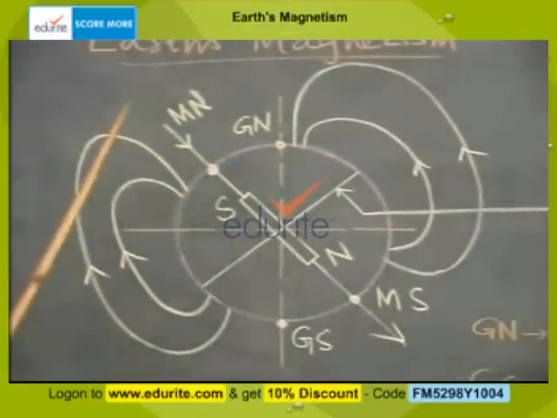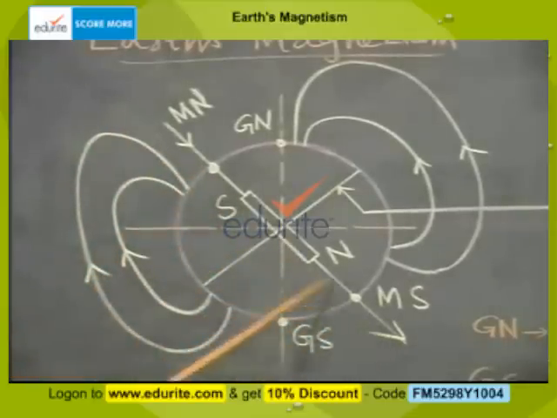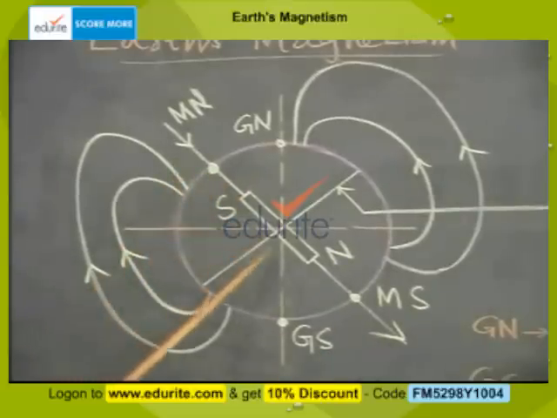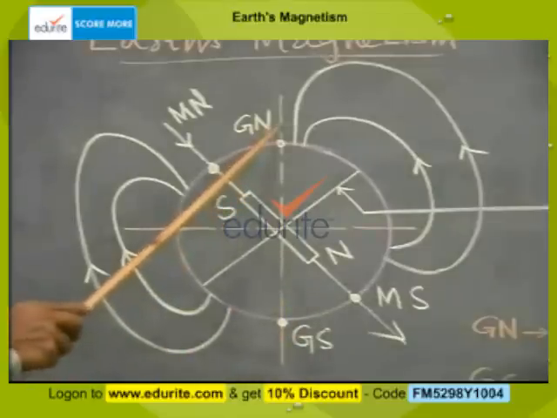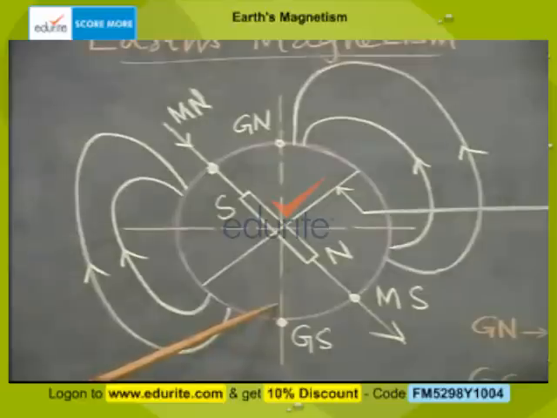A vertical plane passing through the axis of a freely suspended magnetic needle is called the magnetic meridian. This line is called the magnetic meridian. The direction of Earth's magnetic field lies in the magnetic meridian and may not be horizontal. A vertical plane passing through the geographical axis of Earth is called the geographical meridian.